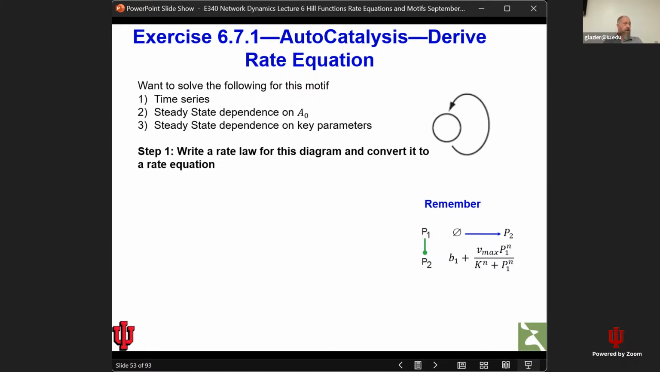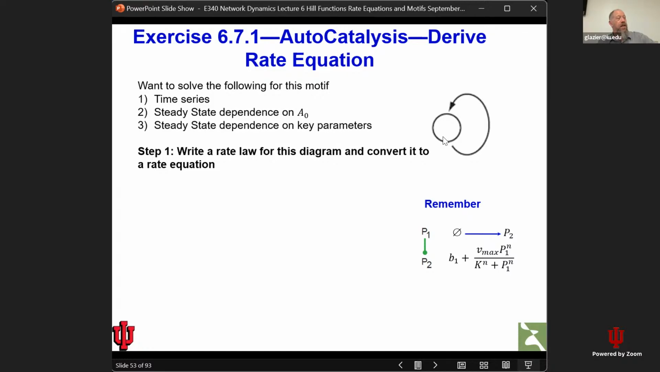And so the first thing I'd like you to do is write a rate law for this diagram and convert it to a rate equation. Based on what we just went over, I'd like everybody to take about 2 or 3 minutes and write down what is, call it A instead of P1 if you like. Let's call our chemical A. What is the concentration of A versus time for this diagram?